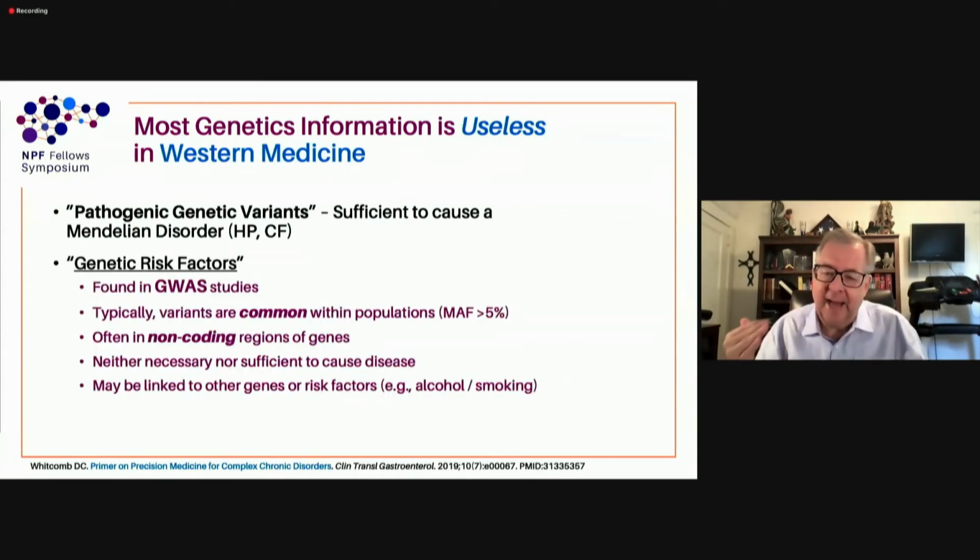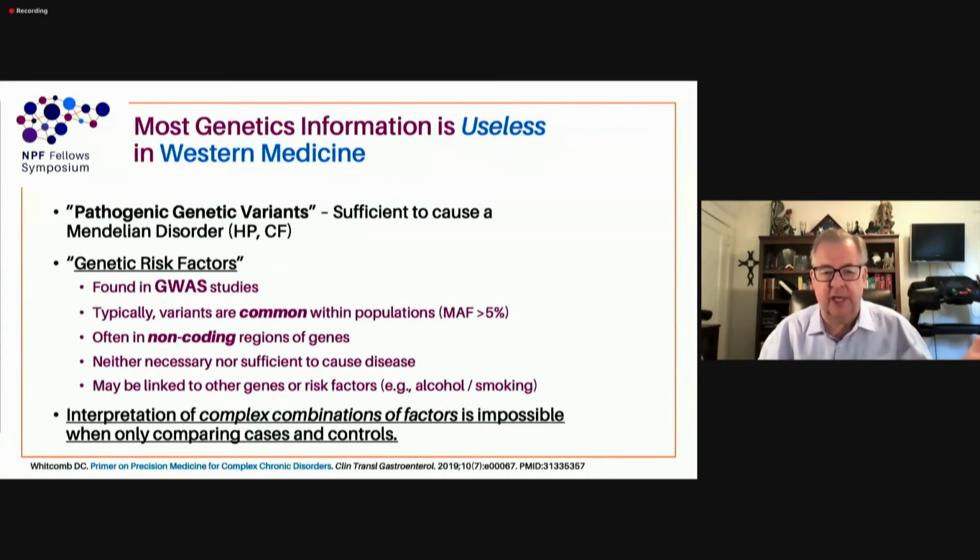So what we actually see is a lot of genetic risk factors. These are the ones you find in a GWAS study. They're more often seen in cases than controls. They are common in the general population. They're often in non-coding regions of the gene, so they affect regulation rather than function. They're neither necessary nor sufficient to cause a disease, and they're often linked to alcohol or smoking or other environmental factors. And the interpretation of these complex combinations is impossible when you're only looking at cases and controls.